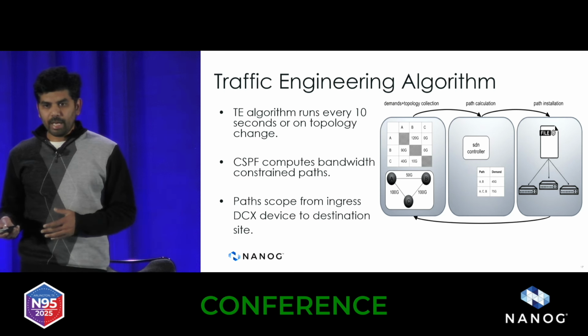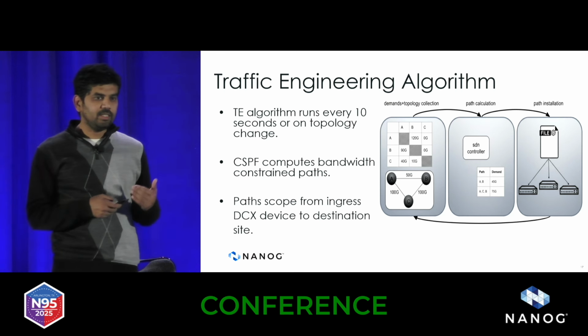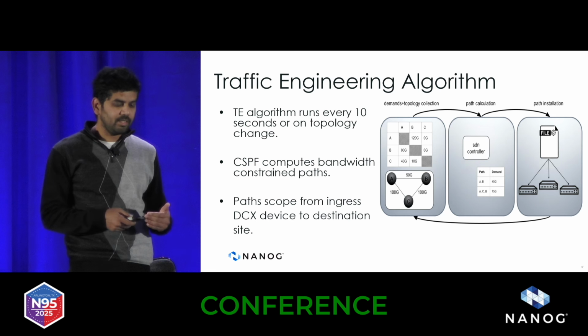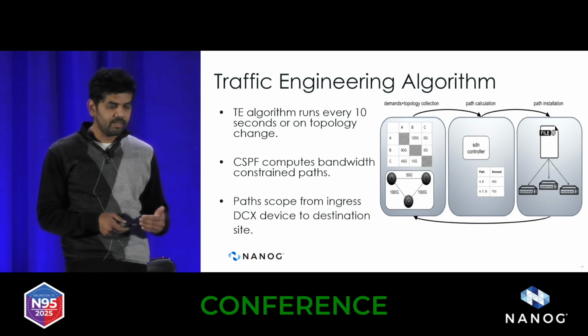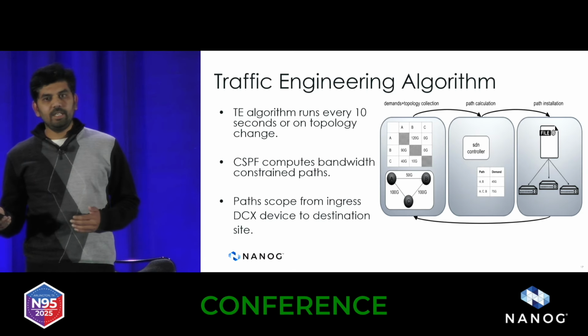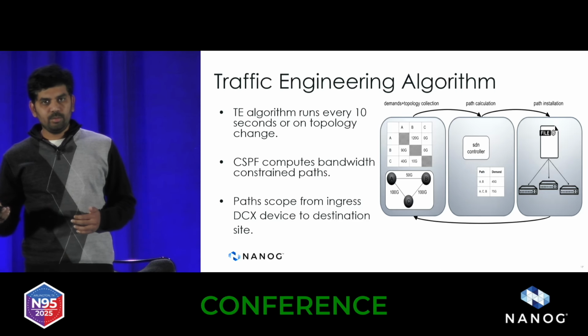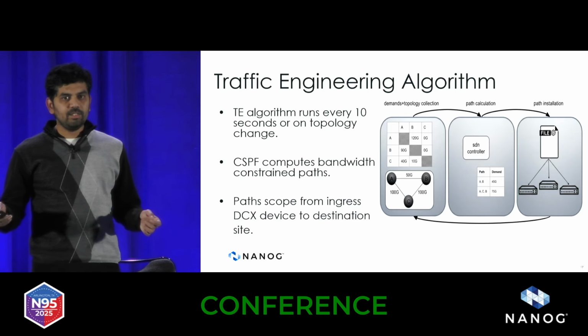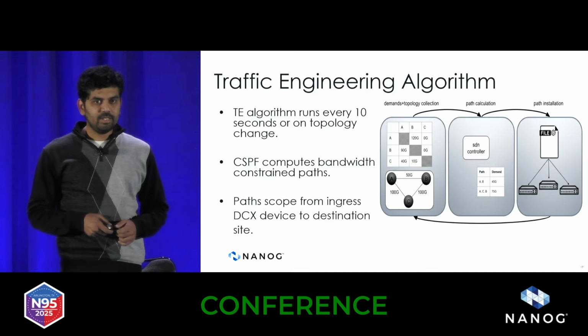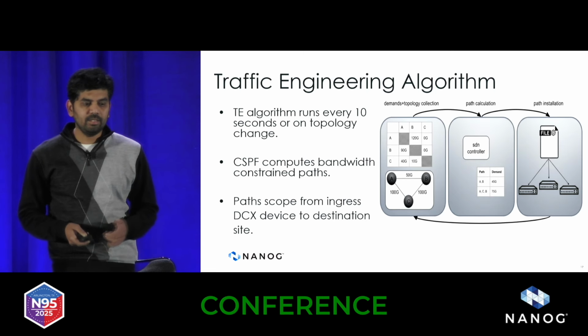When we say path, a path is basically starting from an ingress device, which is a DCX edge device, all the way to the destination side on the other edge device. Thus, the entire chain of devices and interfaces is known as one path in this context.